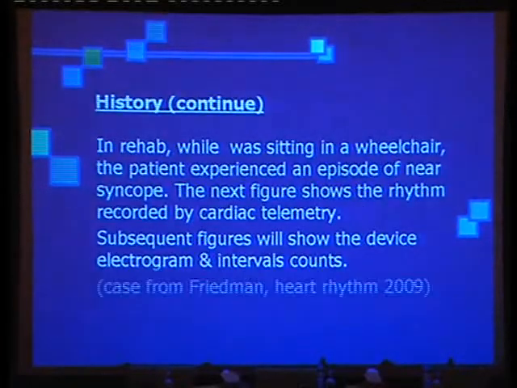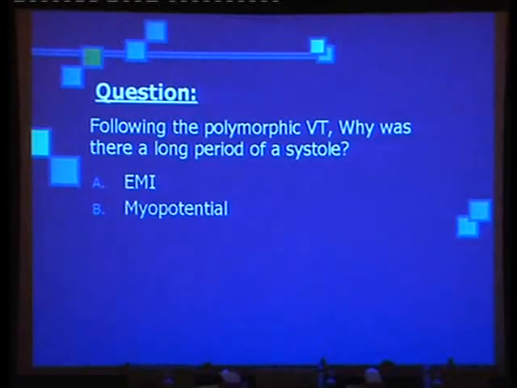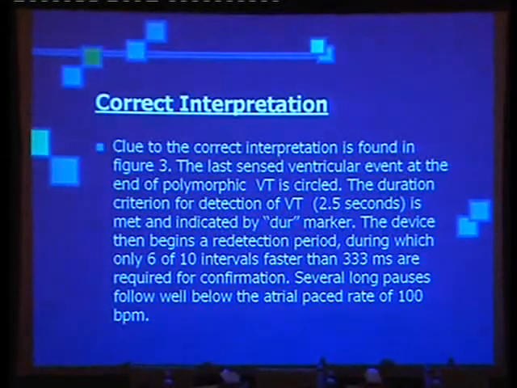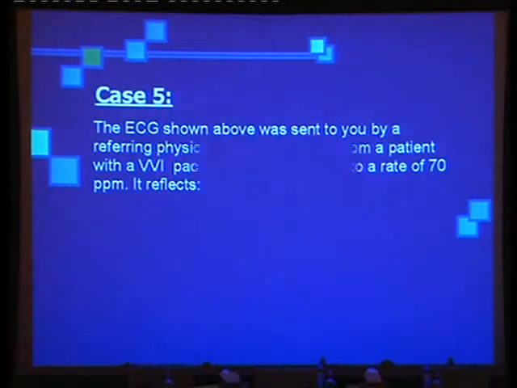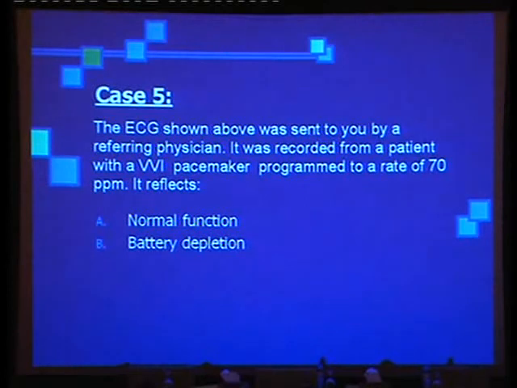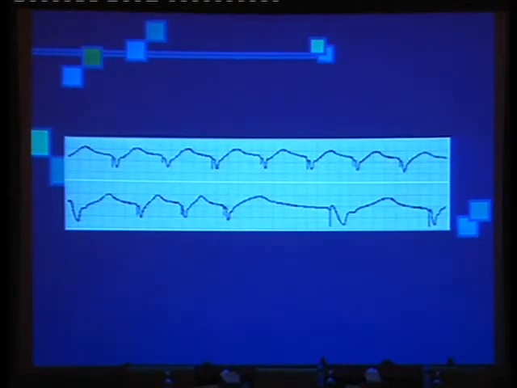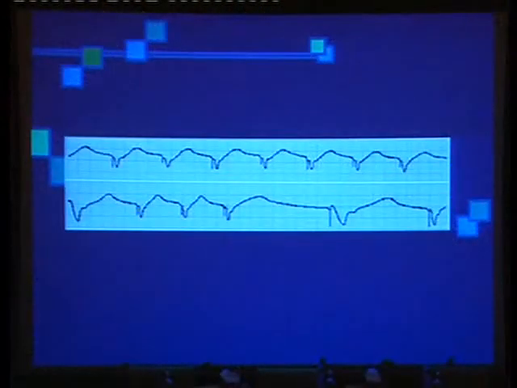I would like to give them the last case, okay? It's a simple one. Okay, have a look at this ECG. Please look, I will just give you back the history. So this patient has a simple VVI. During recording, this is the result. So just concentrate on this.